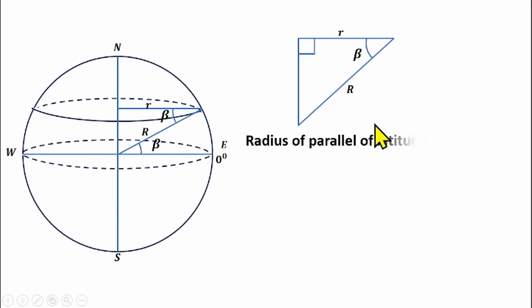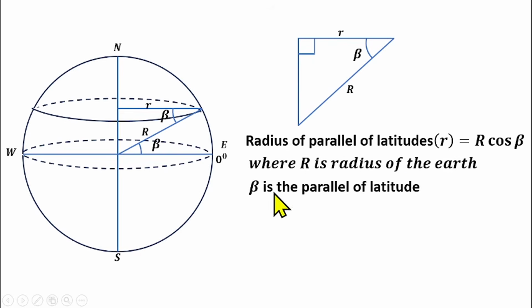If you cross multiply, the small letter r, which is the radius of the parallel of latitude, is equal to big R cos beta, where beta is the parallel of latitude that you are on. That small circle will represent this angle here. Your big R is the radius of the earth, and the small r we are finding is the radius of the small circle. So anytime you have the radius of a small circle, it is represented by big R cos beta, where R is the radius of the earth and beta is the parallel of latitude that you are on.